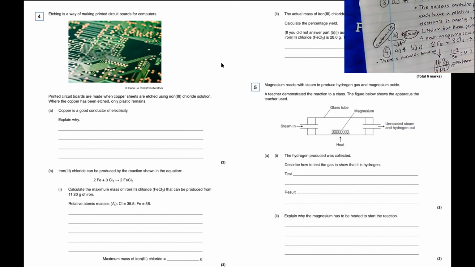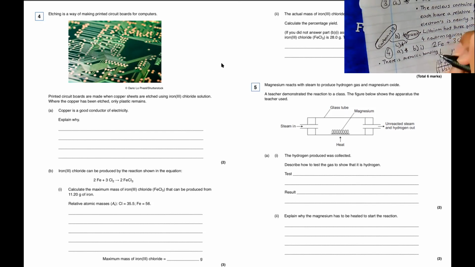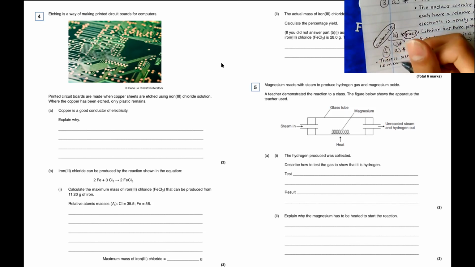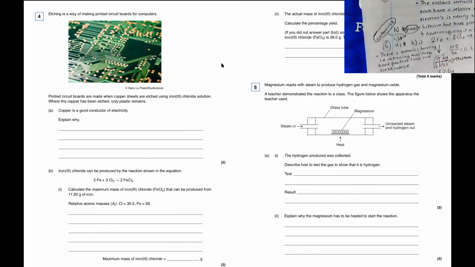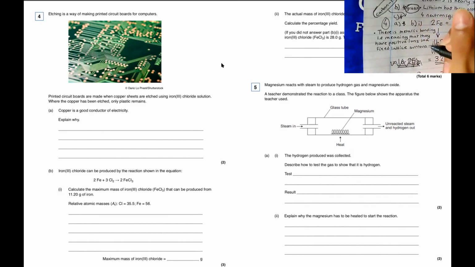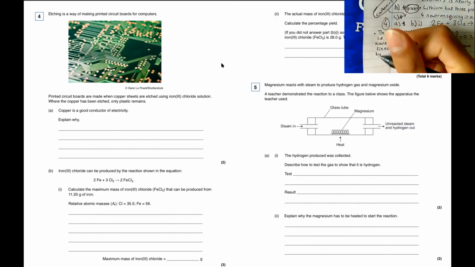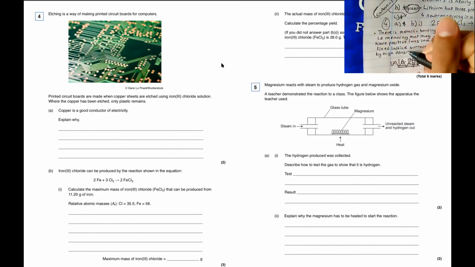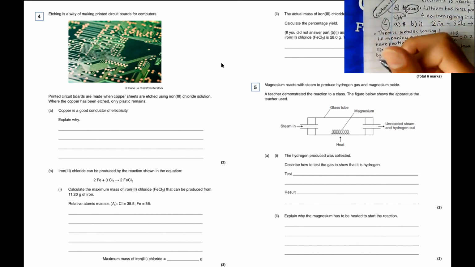There is metallic bonding, i.e. meaning that you have positive ions in a fixed lattice surrounded by a high density of delocalized electrons.